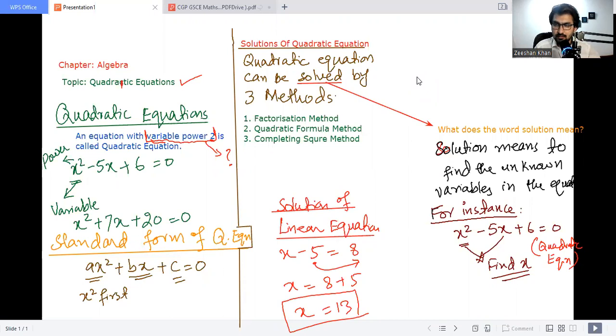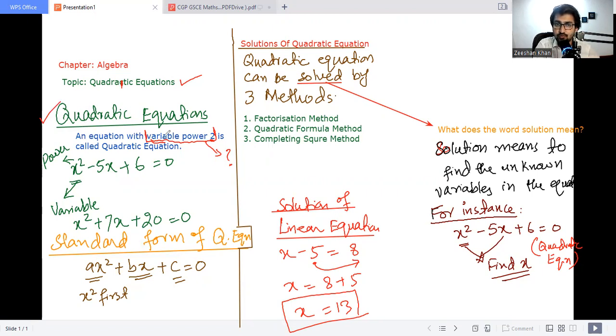Hello. This is the next lesson of the algebra section. In this lesson, we will discuss quadratic equations. First, I will explain the definition, what a quadratic equation is. Then after that, I will explain the difference between a linear equation and a quadratic equation. And then we will discuss different methods to solve a quadratic equation. So let's start with the definition.